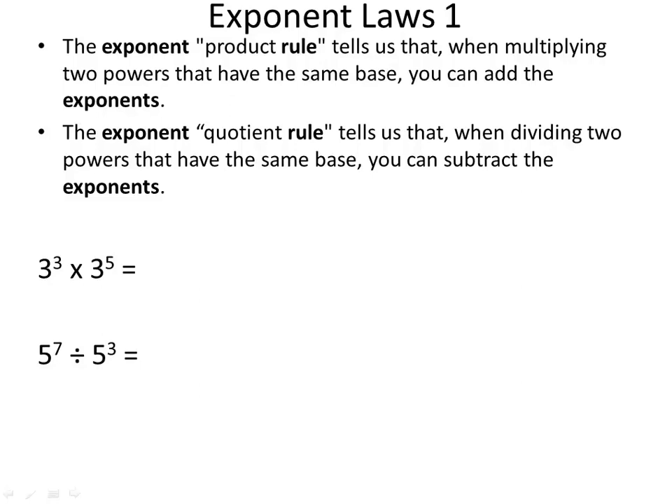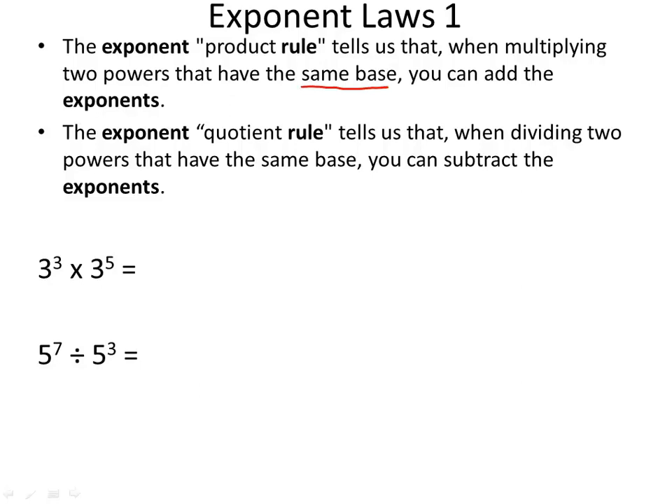So we have an exponent product rule, and that tells us when multiplying two powers that have the same base, this is very important, you can add the exponents. We're going to look at why that is true, and see a quick little trick that we can do. So first off, we're going to take this question right here.